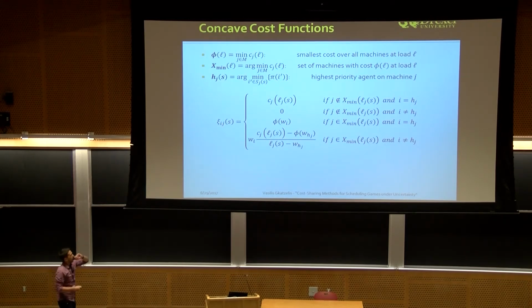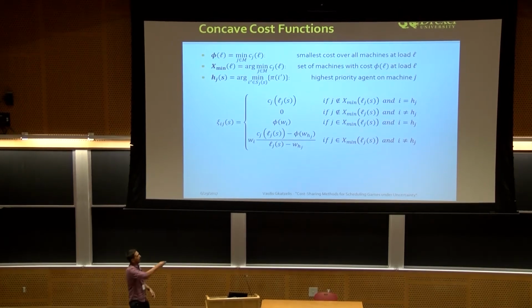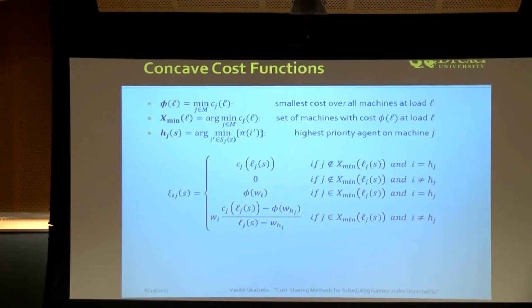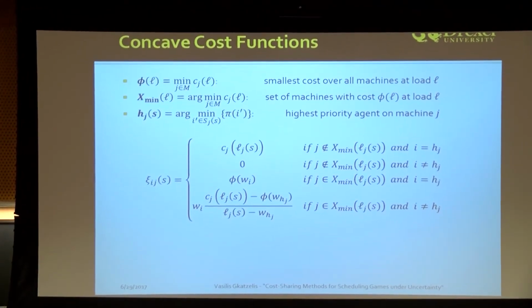I don't have time to go through the definition of this cost-sharing method, but the idea is, in some sense, locally, each machine pretends that it's the only one in the system, and that all the load that it sees is the total load in the system. And given that assumption, it tries to decide whether it should push people away or keep people in there.